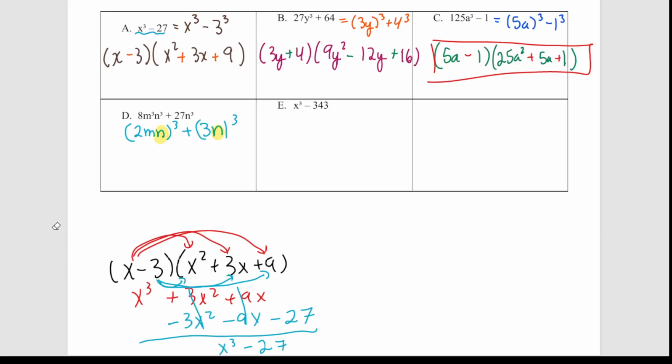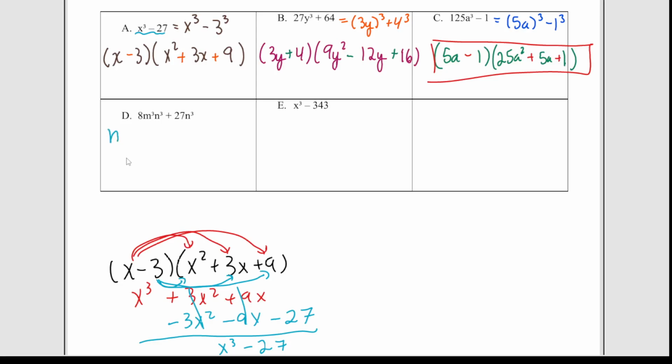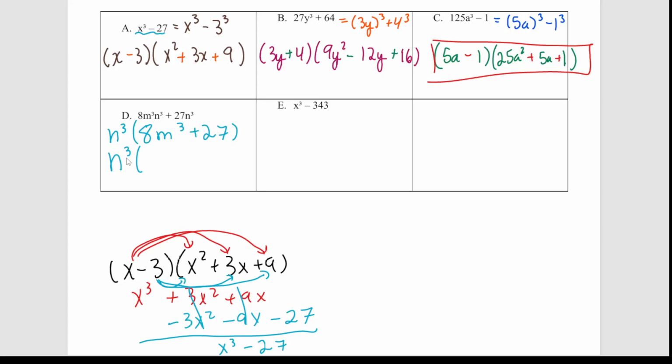Had you not done that, you should notice that there's an n in all of your terms, and then you can go ahead and again factor that guy out first. So let's go ahead and actually fix that. So first I'm going to factor out the n cubed, and then I'll be left with 8m cubed plus 27. So really that's n cubed times, in this case, I'll go ahead and differentiate that color. That would be 2m all cubed plus 3 cubed, since 27 is 3 cubed. 8m cubed is really 2m in parentheses cubed.